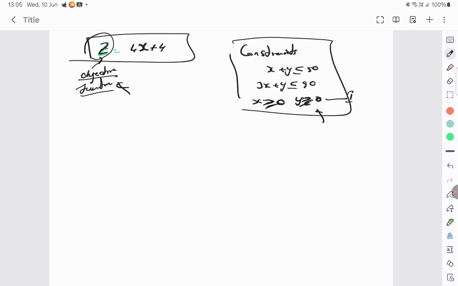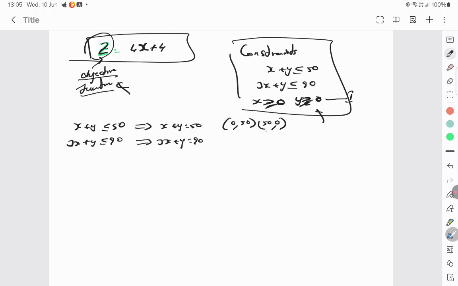So first we have to plot a graph for the constraints. Let's consider these inequalities: x plus y is less than or equal to 50, 3x plus y is less than or equal to 90, as equalities, which is x plus y is equal to 50 and 3x plus y is equal to 90. And let's plot a graph. When x is 0, y is 50; when y is 0, x is 50, and these 2 points we can connect to get a line. Similarly, when x is 0, y is 90; when y is 0, x is 30. Thus you can draw the graphs.